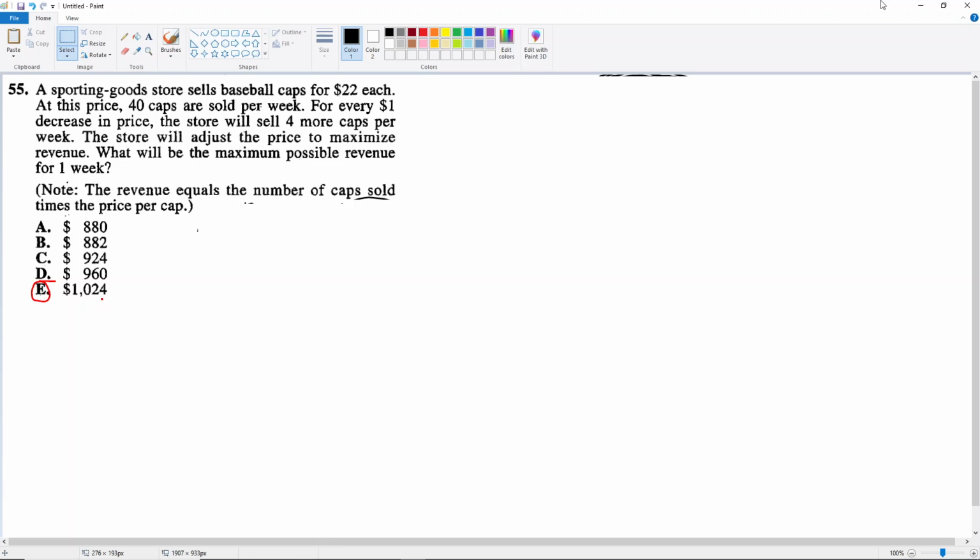So let's make a little table. In our table, we'll have the price. We'll have the number of caps, and we'll have the revenue. And this time I'll do the multiplication on the calculator because I won't have room to do all the long multiplication on the paper. So if the price is $22, we have 40 caps, and that's $880.